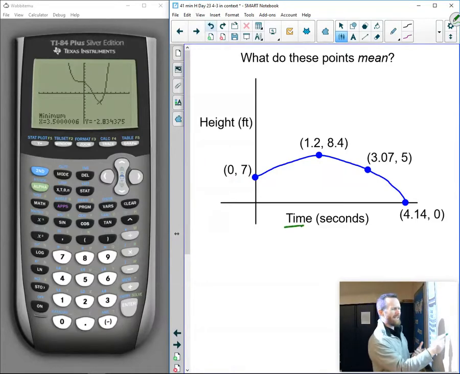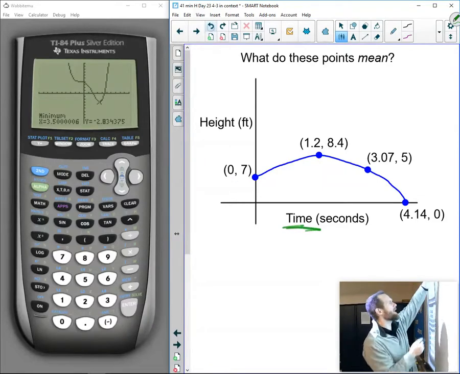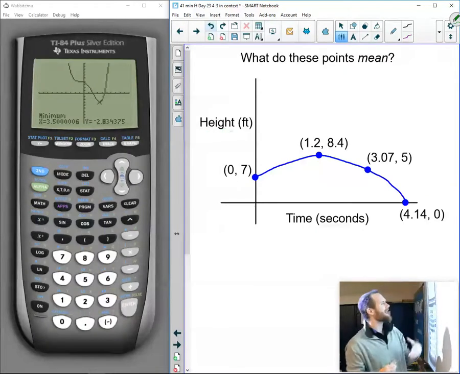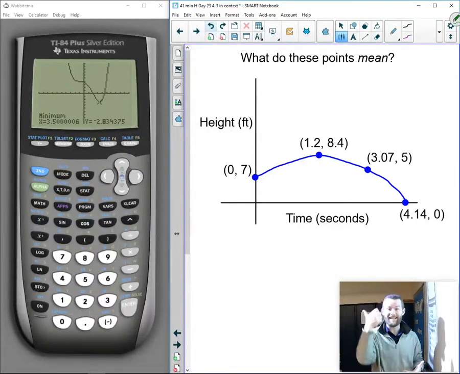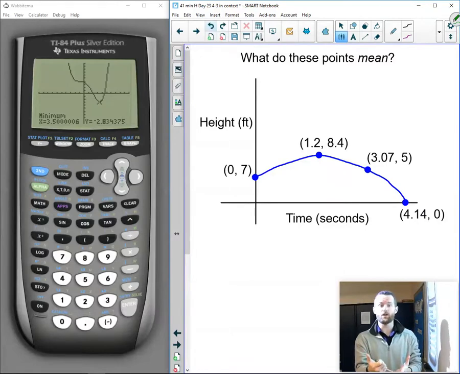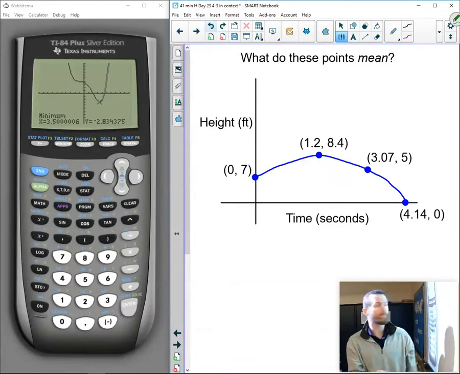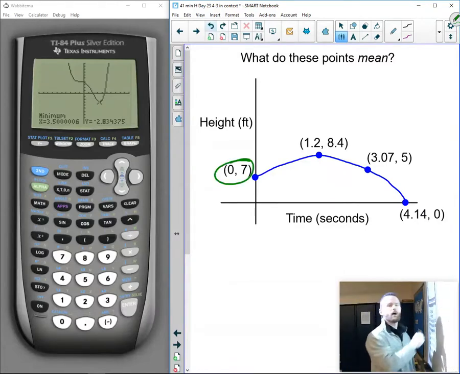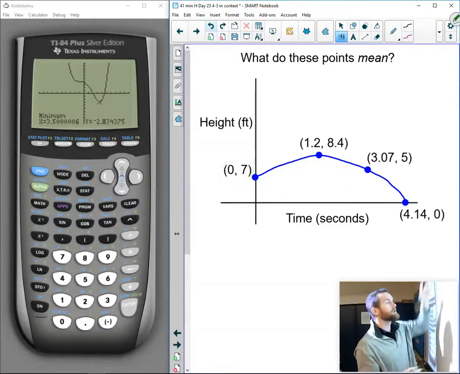Well, wait a minute, the x values are time, and the y values are height. So that means at a time of 0 seconds, at the exact instant we start our stopwatch for this projectile motion problem, we're at a starting height of 7 feet. So that means at 0 seconds, we're at 7 feet.